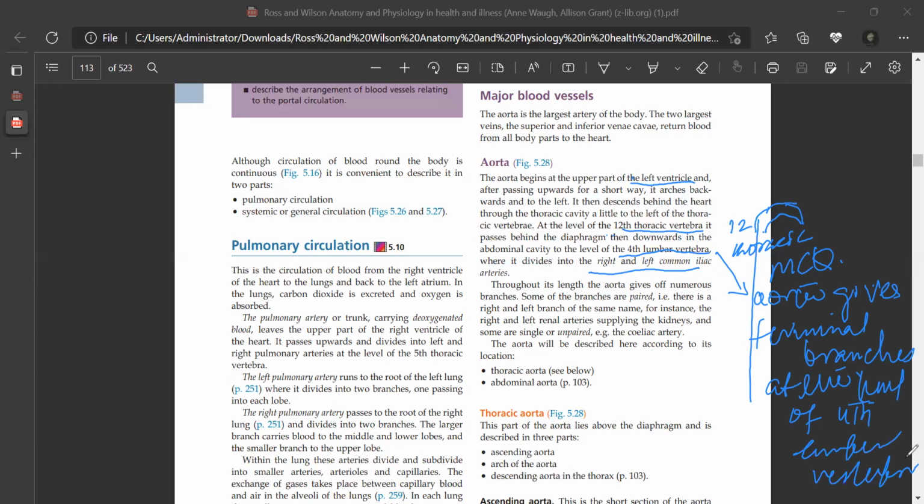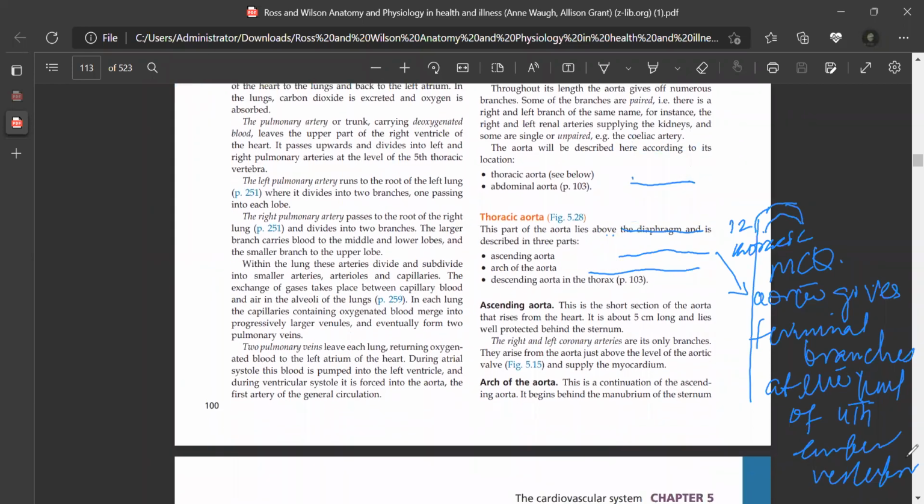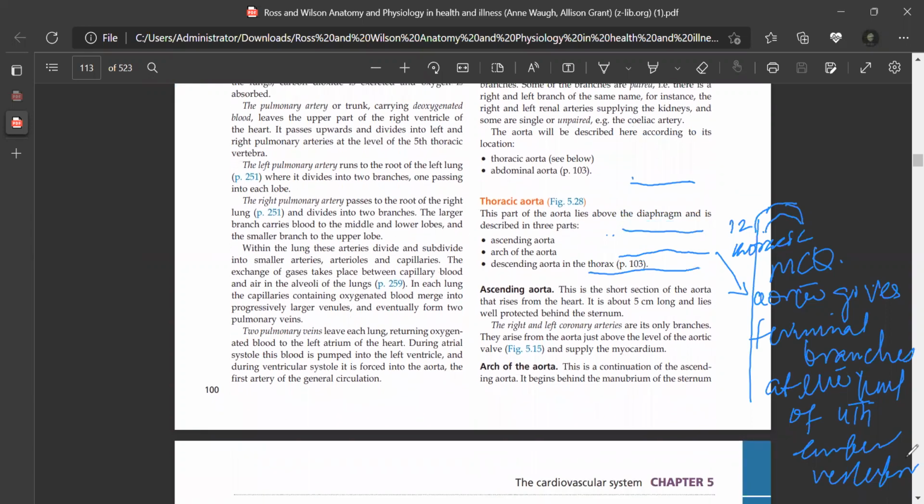The aorta will be described here according to its location: thoracic aorta and abdominal aorta. The thoracic aorta is the part of the aorta which lies above the diaphragm and is described in three parts: ascending aorta, arch of aorta, and descending aorta in the thorax.